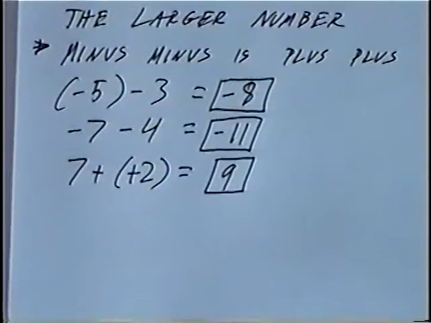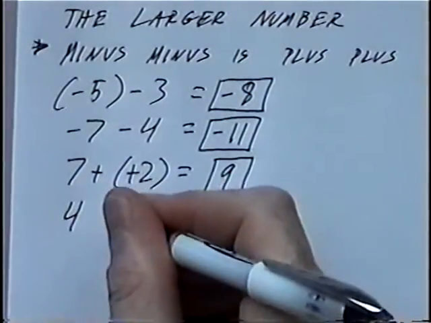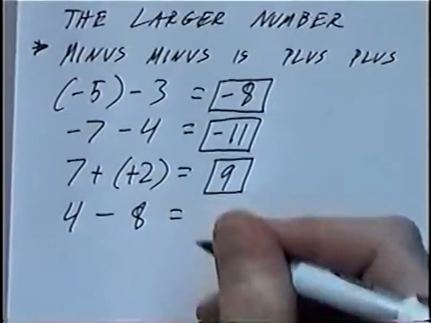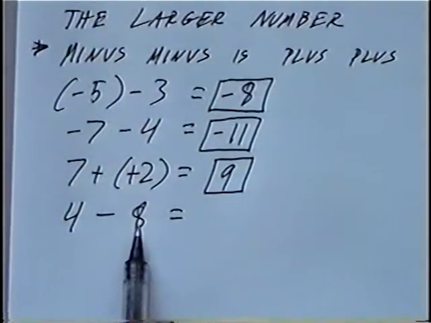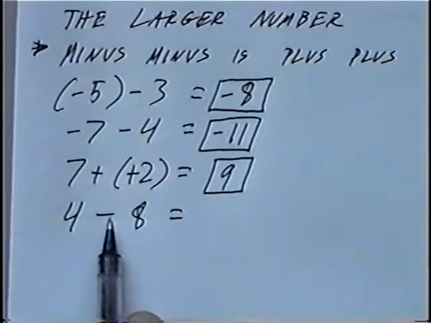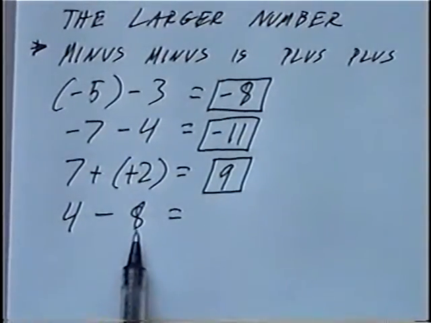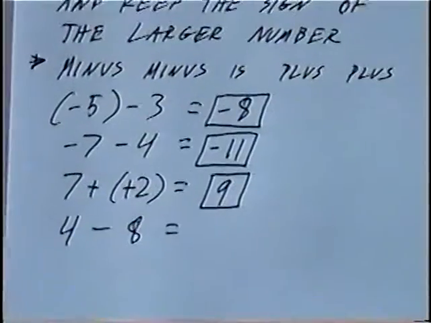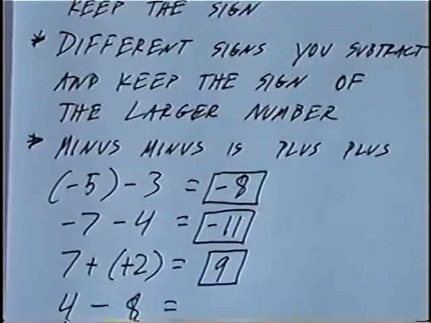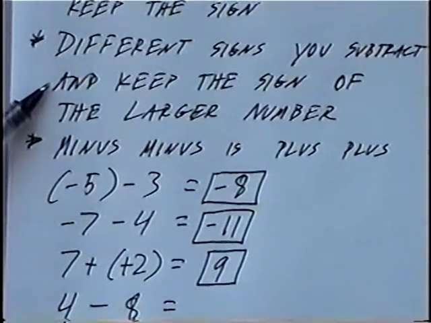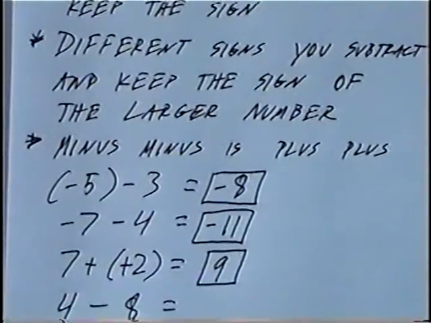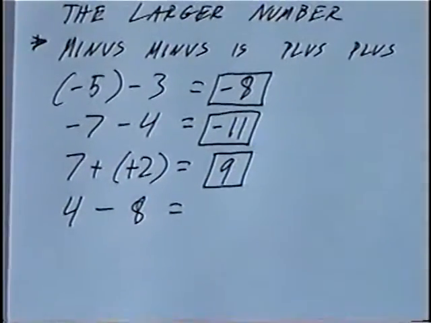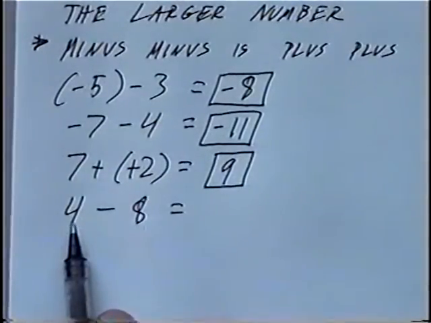Next question for the section. We have 4 minus 8. This question we have a positive 4, and the 8 we'll think of as a negative 8. So a positive 4 and a negative 8 are different signs. Back at the definitions, when we have different signs, we'll subtract the numbers and keep the sign of the larger number. When you subtract, just subtract the bigger number minus the smaller number.